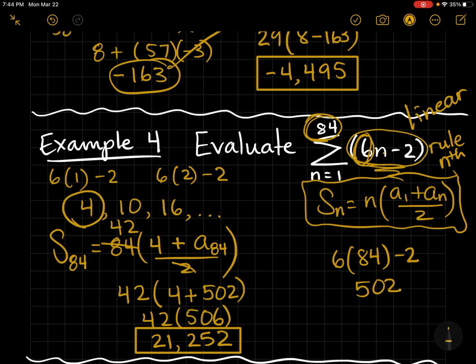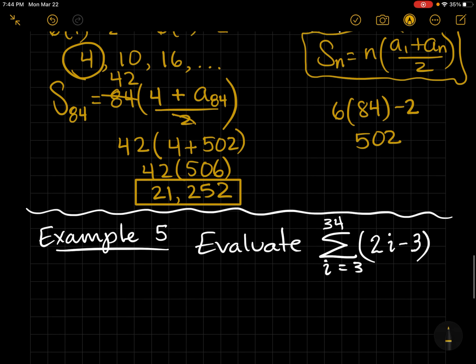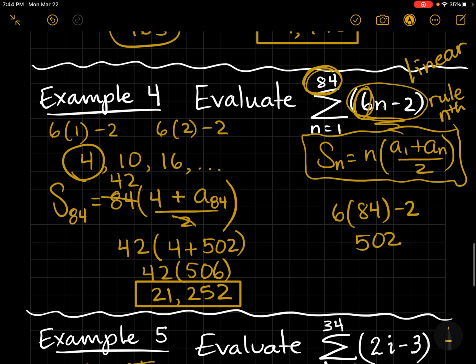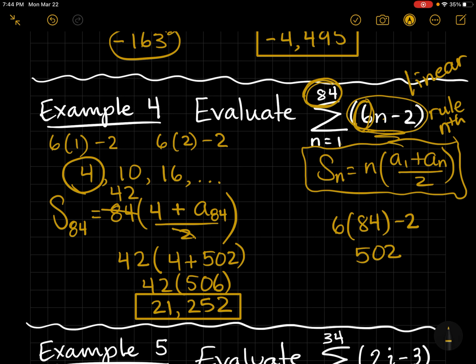Now I want you to look. I just said that there are 84 terms here. So, how many terms are there in example 5? Notice we didn't start with the first term. So we're going to plug in 3, then 4, then 5, then 6, then 7, all the way to 34. Now, most students would say, oh, Miss Adams, that's just 34 minus 3. That's 31 terms. But I say you're wrong. If you look up here, there's 84 terms. But if you were to do 84 minus 1, you would get 83.